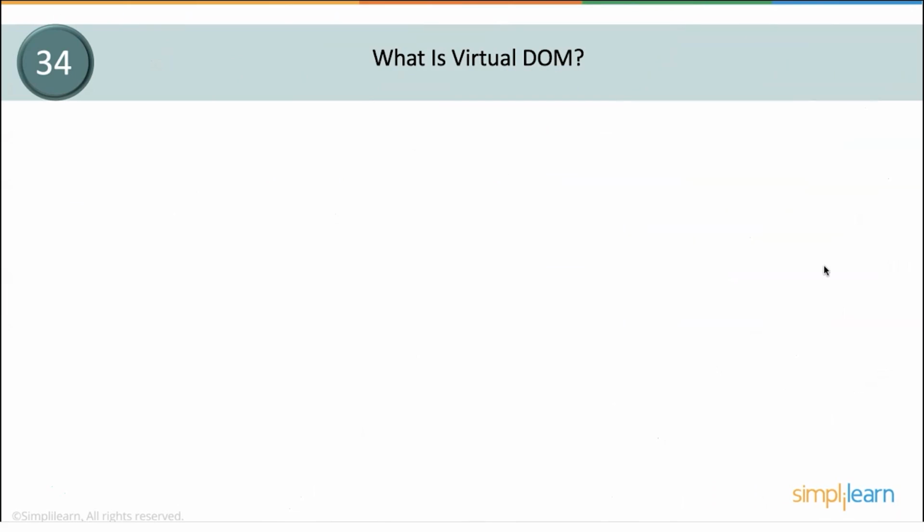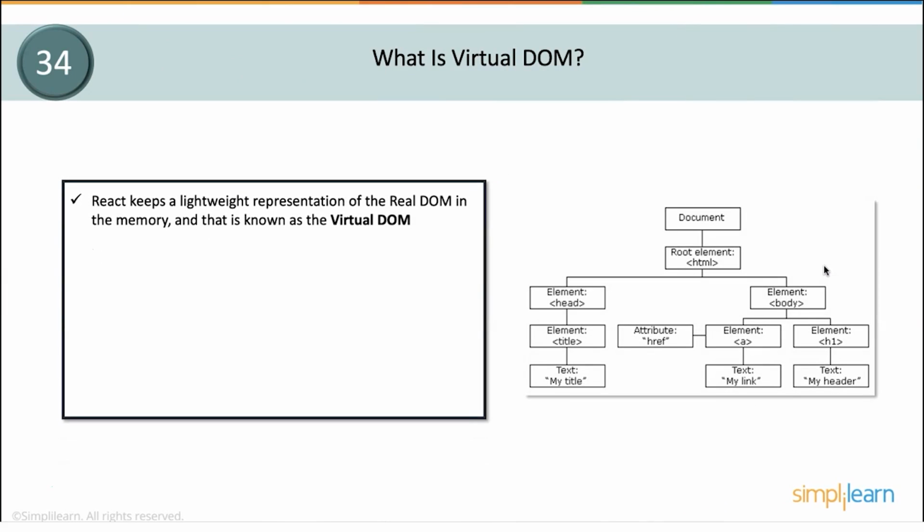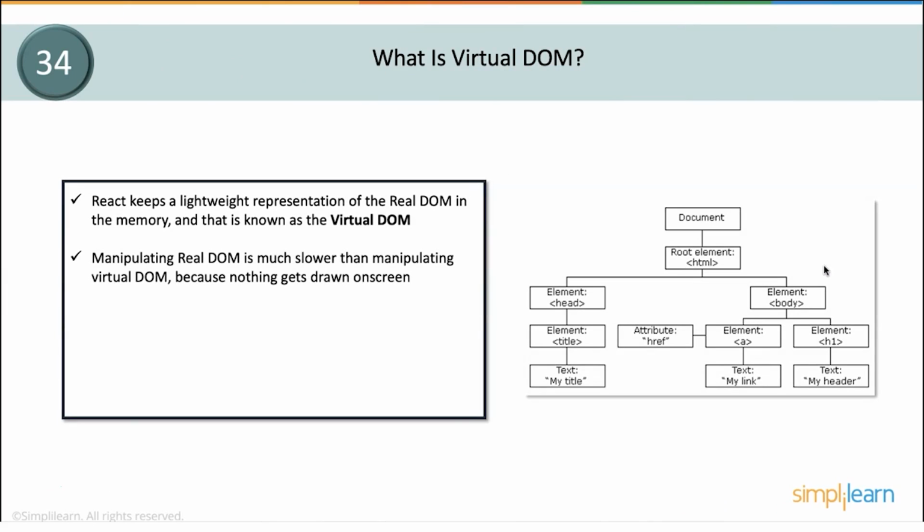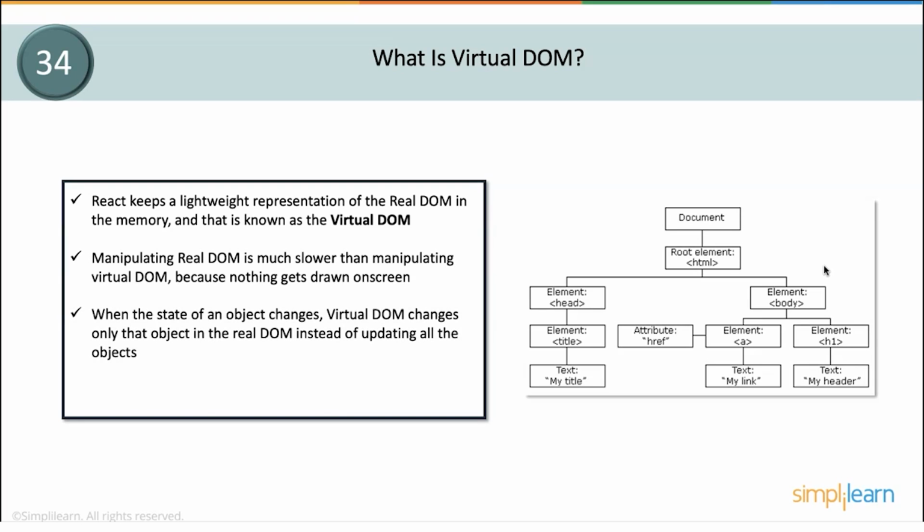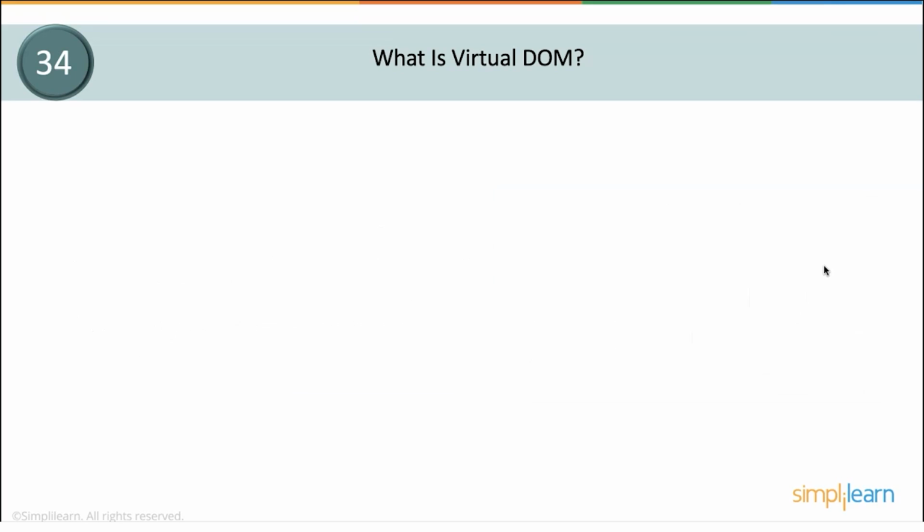Now, the next thing is what is a virtual DOM? The virtual DOM is representing a DOM in memory. Manipulating the real DOM is much slower and a costly affair, because you need to repaint the DOM over and over when the user changes a few things. So when the state changes, the virtual DOM changes, and only the objects which changed in the real DOM update instead of updating the entire object. That makes your page load far faster.